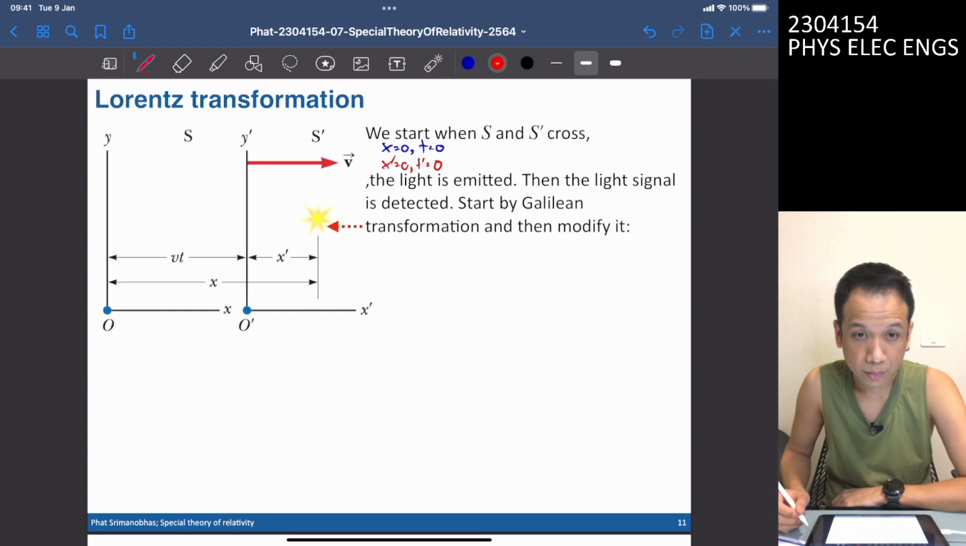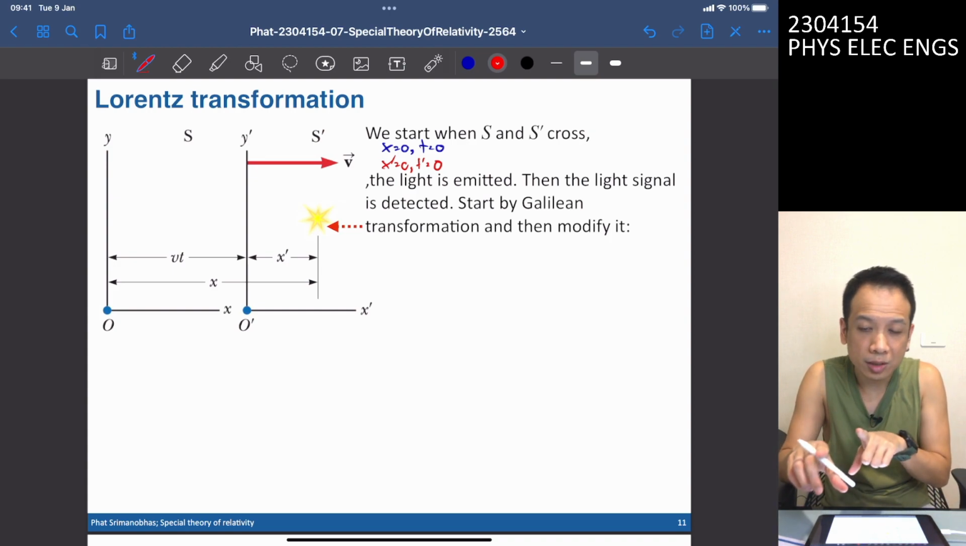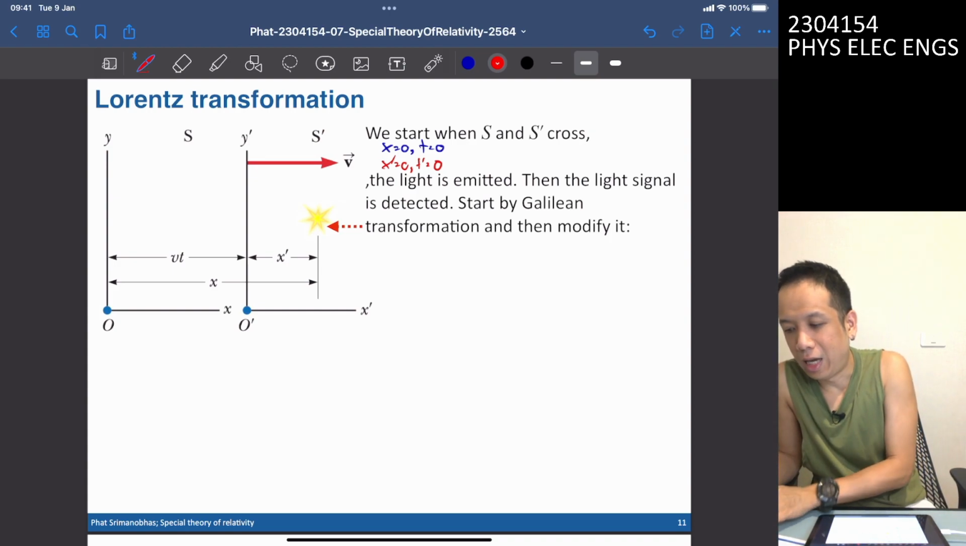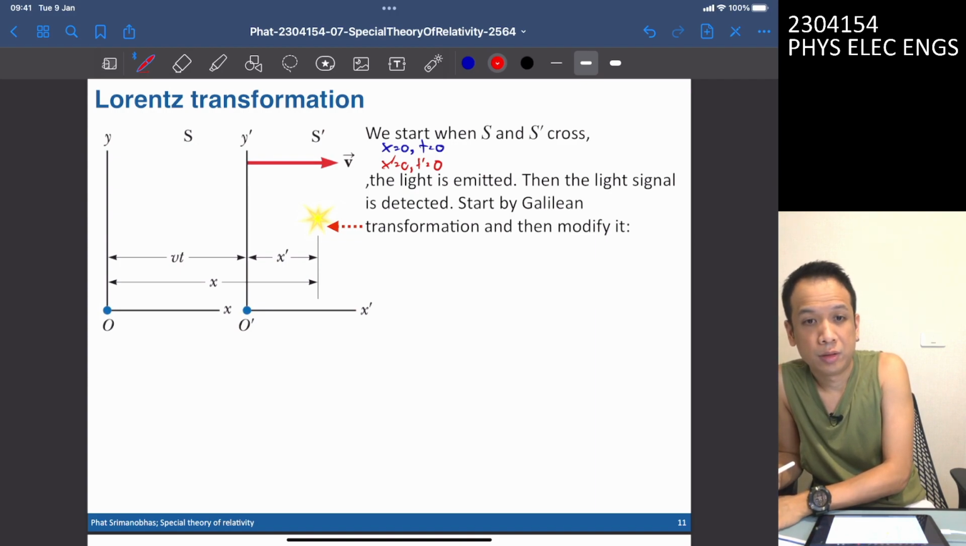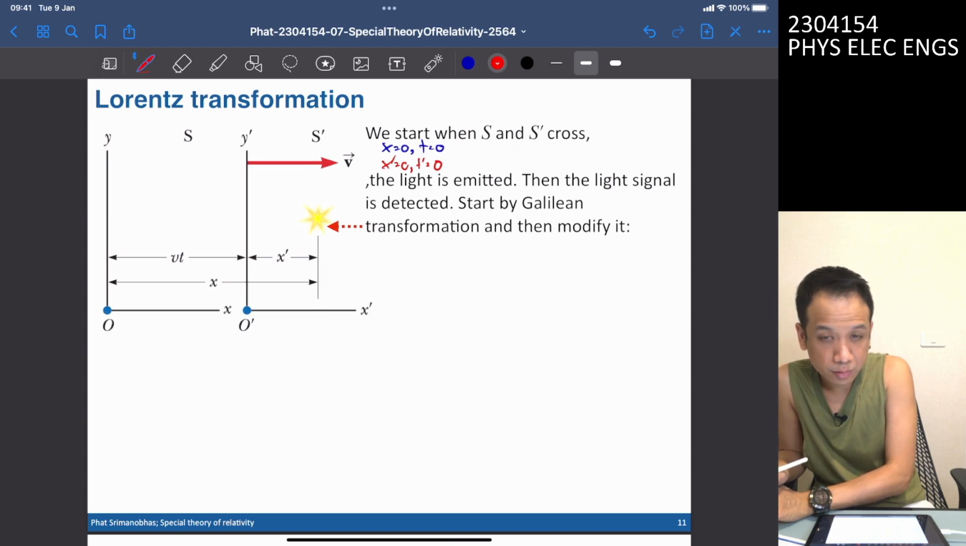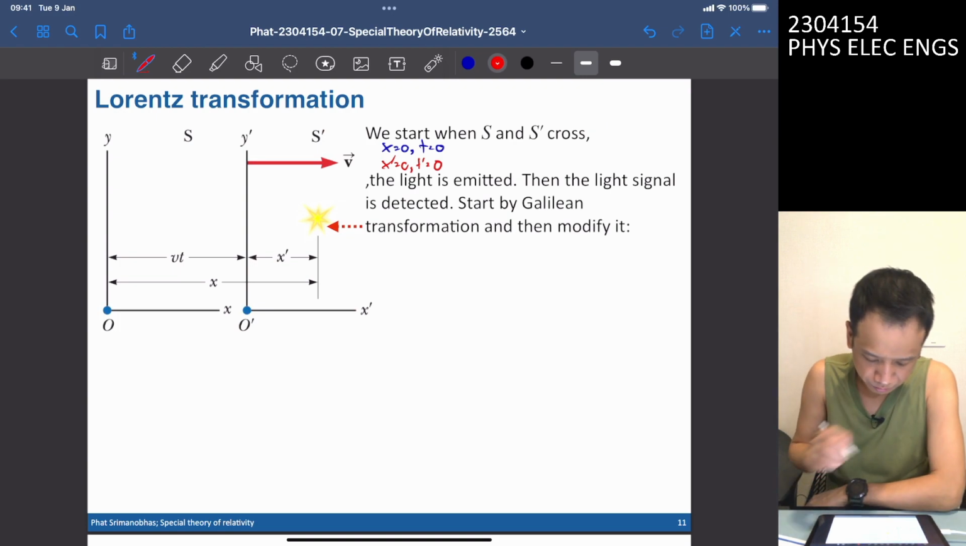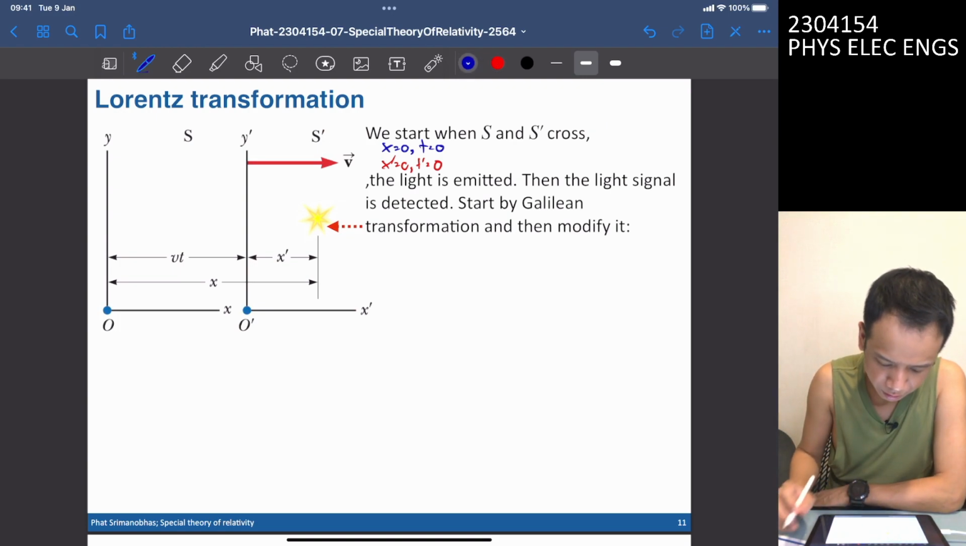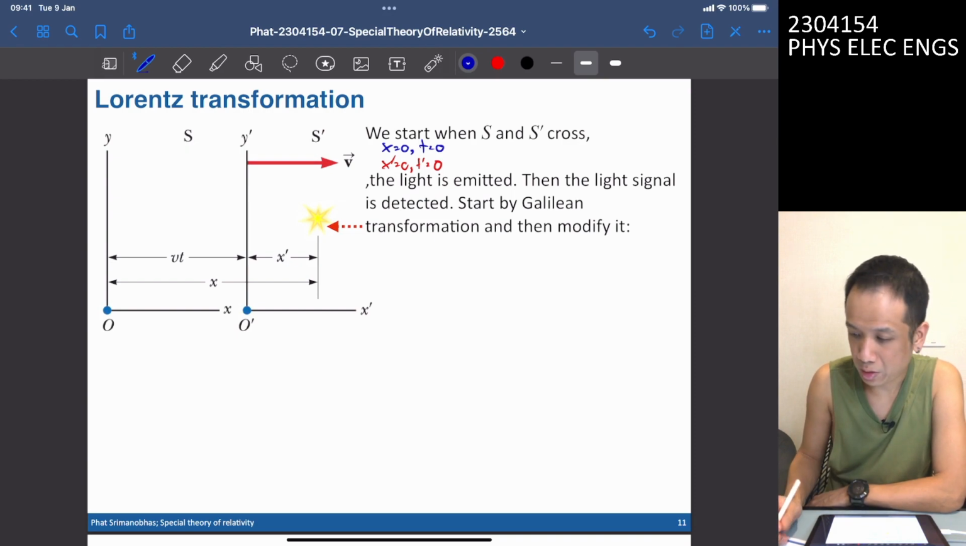And when the two frames cross, you set the clocks and say that a light is emitted. After the light is emitted, the light signal is detected. So you start from the Galilean transformations.